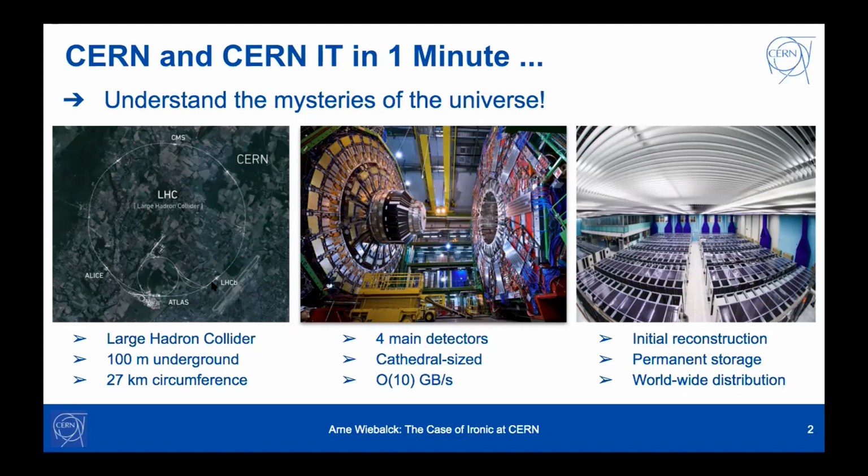At 4 interaction points, particles are collided, and then there are detectors, as you see in the middle. Basically, these are big cameras to see what's going on when you collide these particles. They are each the size of a cathedral, roughly, and produce of the order of tens of gigabytes per second of data. This data is then sent to CERN IT, where initial reconstruction of these so-called events happens. The data is also stored permanently and then distributed and fed into a worldwide network of distributed computing centers all around the globe.